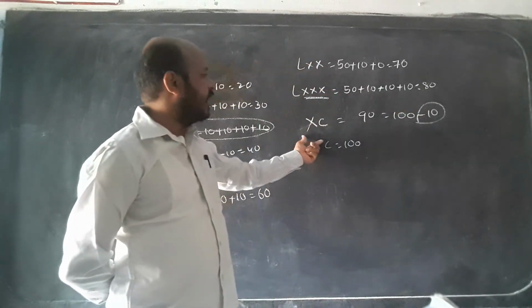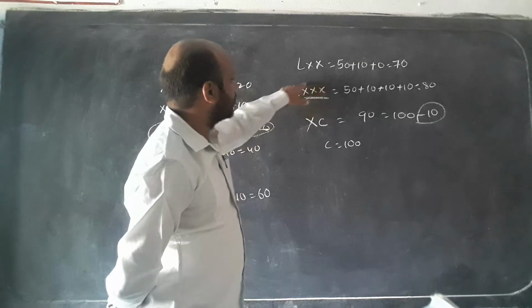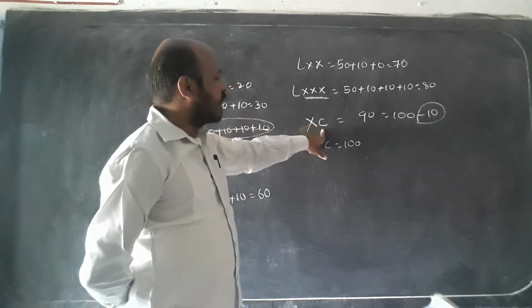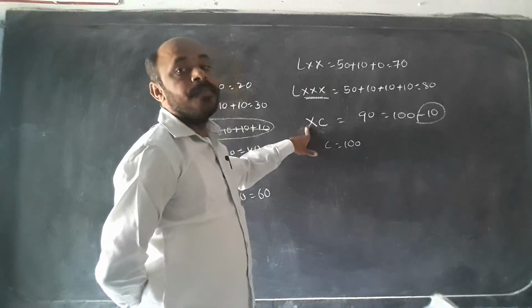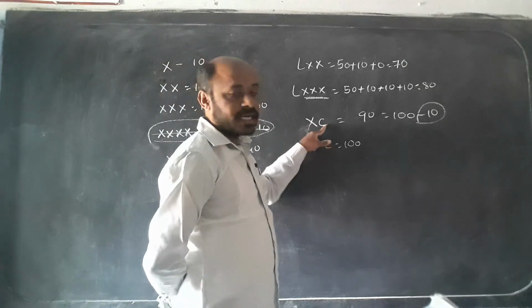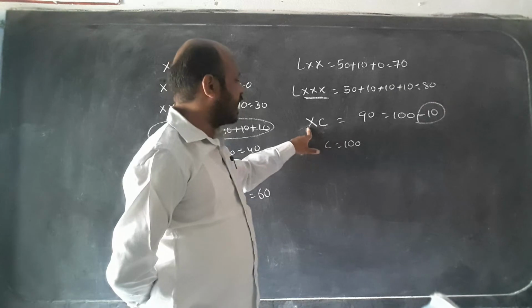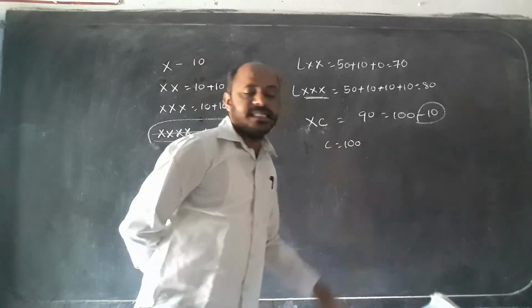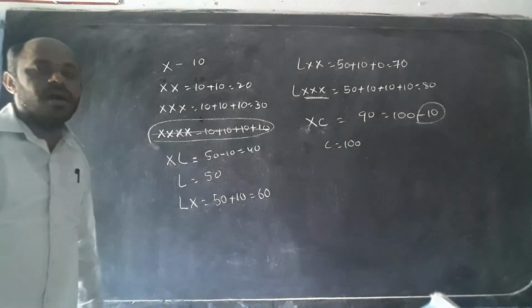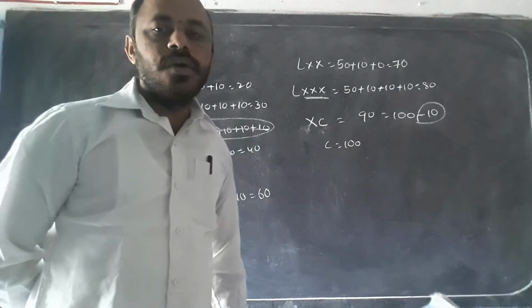Then after 80, we can't repeat X more than 3 times. That's why 10 is subtracted from 100. Then 100's value is C, minus 10, it becomes 90. Then C is equal to 100. This is the normal tens of the Roman numerals.